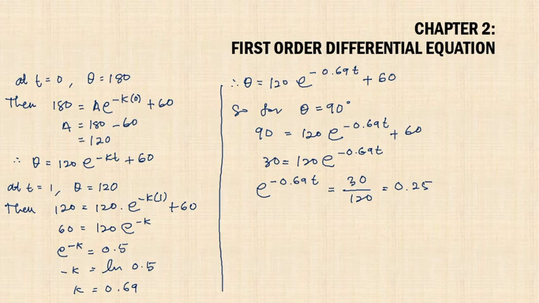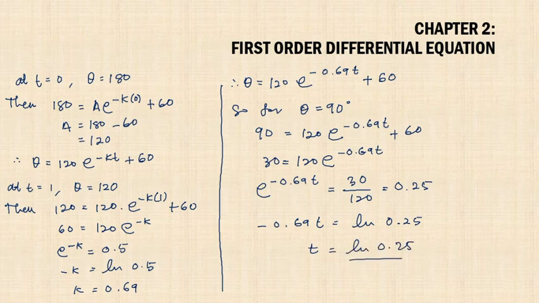And then by taking ln of both sides, we have negative 0.69 t equals ln 0.25. So we have t as ln 0.25 divided by negative 0.69, and we have the value of t equals 2 minutes.